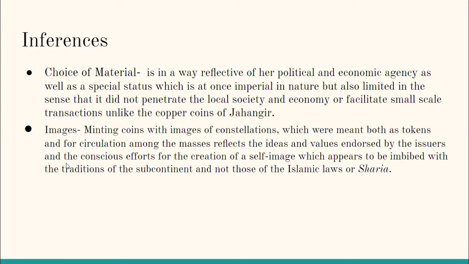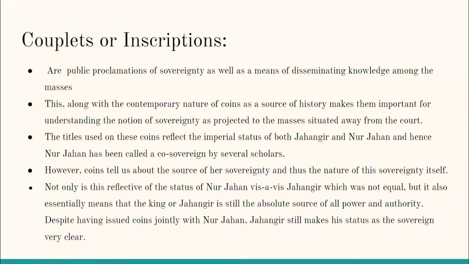Talking about the images, minting coins with images of constellations, which were meant both as tokens and for circulation among the masses, reflects the ideas and values endorsed by the issuers and the conscious efforts for the creation of a self-image which appears to be imbibed with the traditions of the subcontinent and not those of the Islamic law of Sharia. So this marks a decisive break from the Islamic tradition, because representing pictures is something that is prohibited in the Islamic tradition, and this is where we see Jahangir and Nur Jahan innovating.